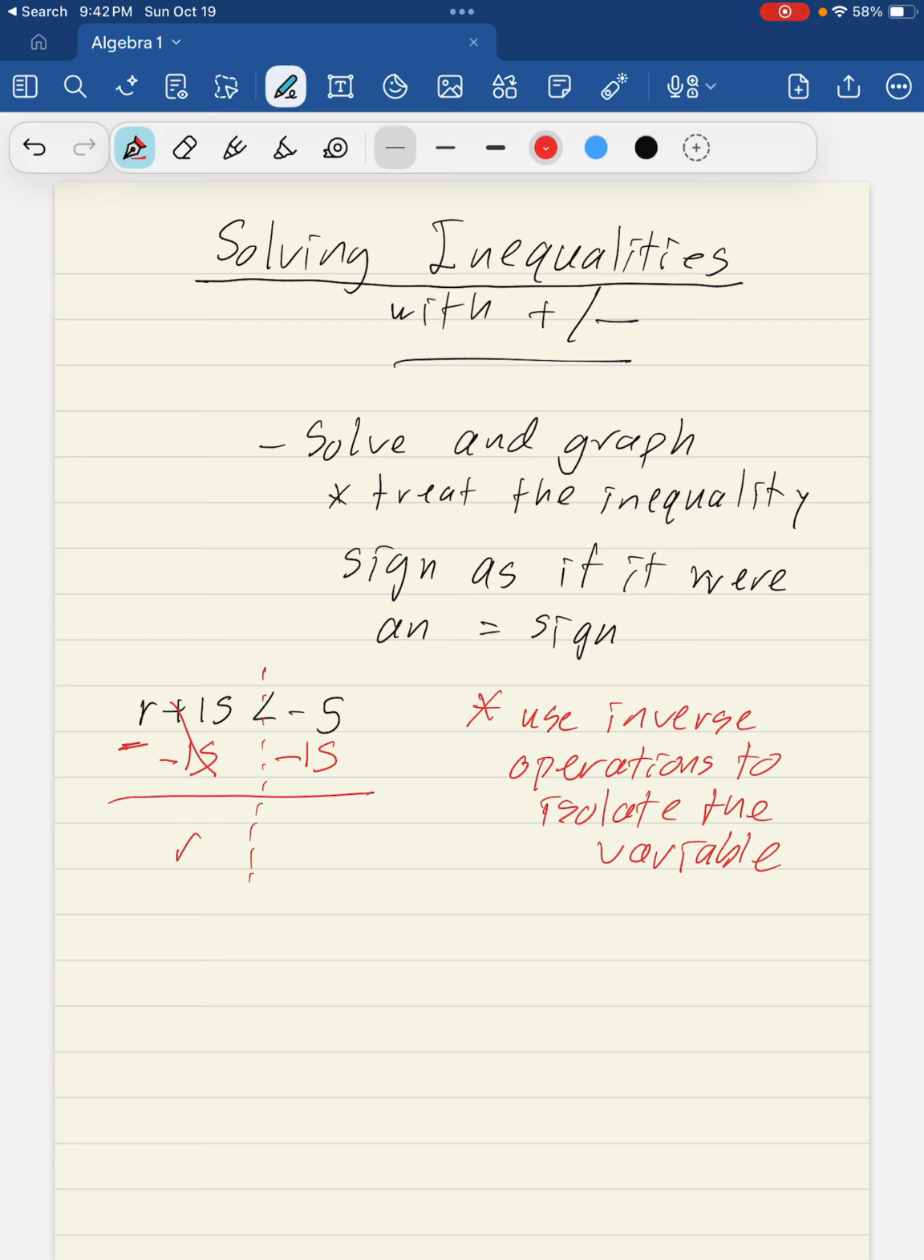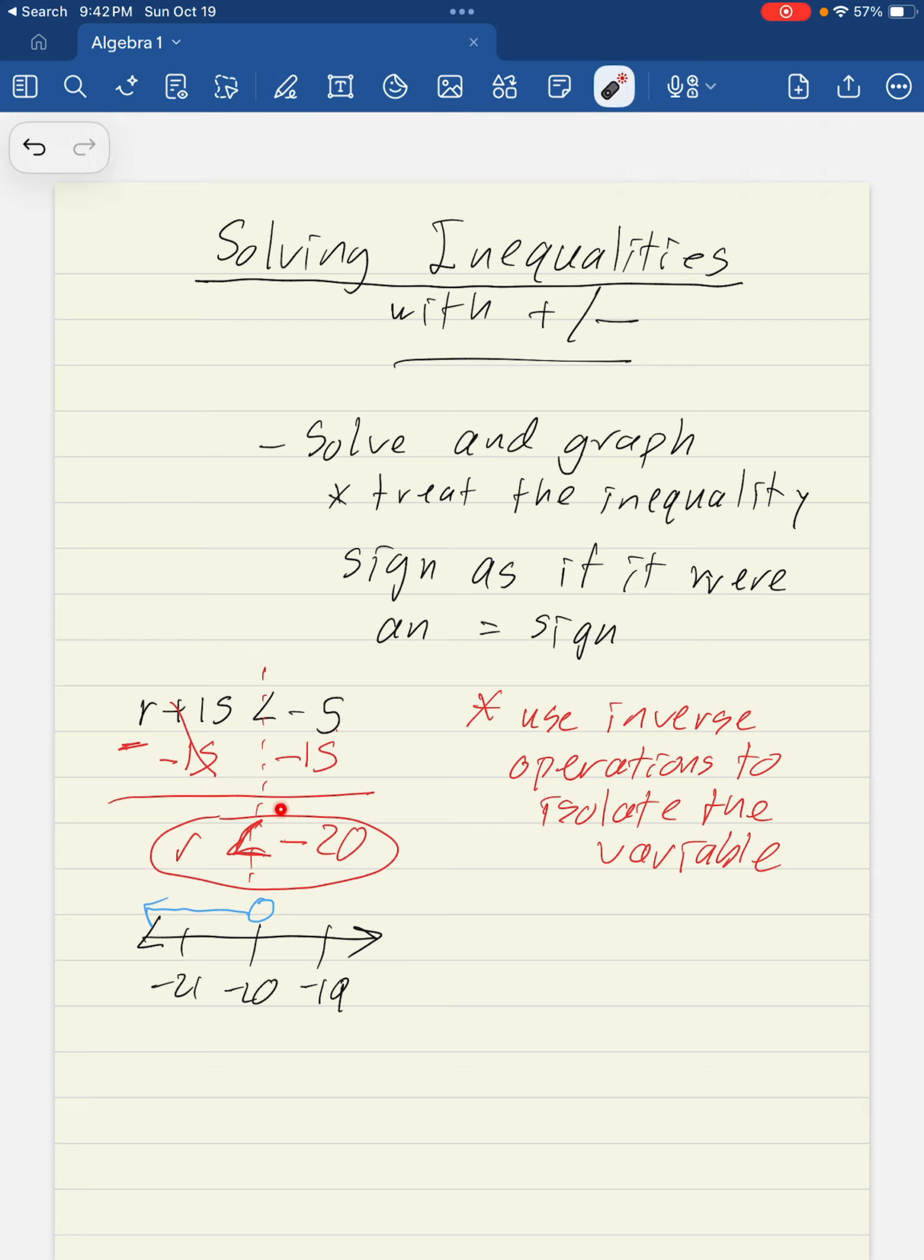So we have r less than negative 5 minus 15, which is negative 20. Boom. So there is our inequality sign. There's our answer. We just do a quick graph. So we have negative 21, negative 20, negative 19. I should have given myself some more space here. And if I want to graph this guy, r less than negative 20, I'm going to have an open circle. Less than goes to the left. Remember, the opening of the inequality sign faces the bigger side. So we know r is less than negative 20.